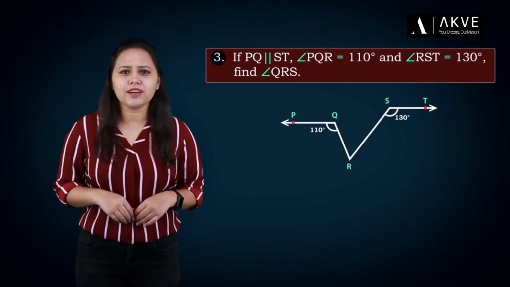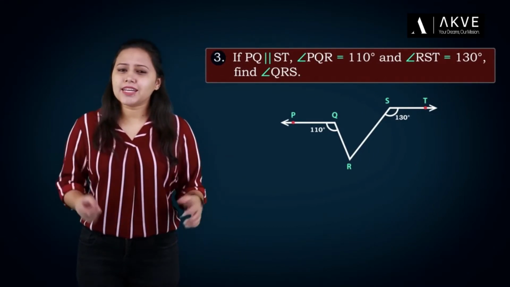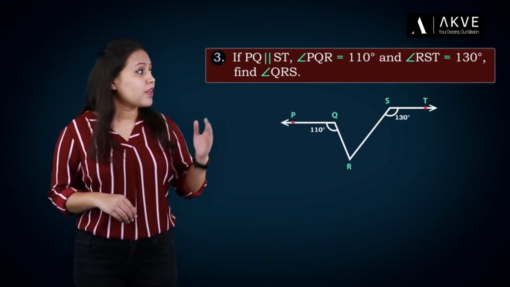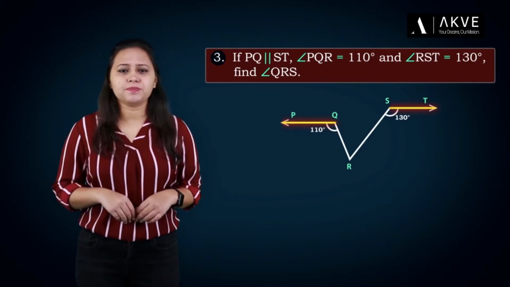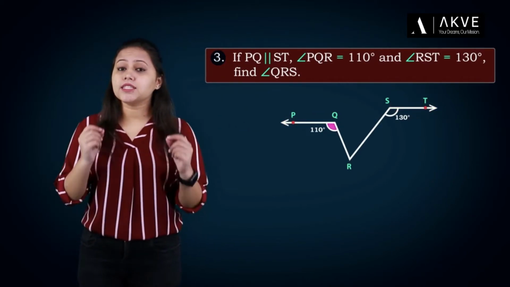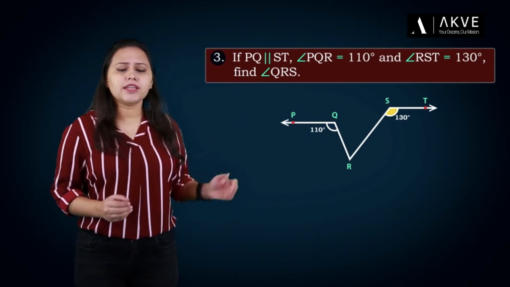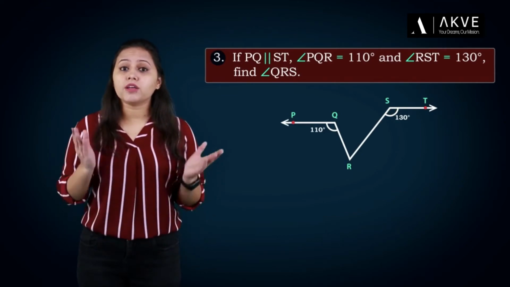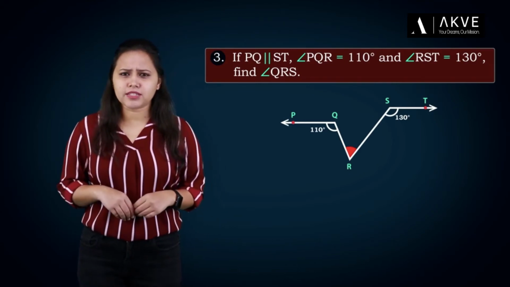Hey, are you done? Great. And even if you couldn't, I'm glad at least you tried. So let's solve it together. Here we are given that PQ is parallel to ST, angle PQR is equal to 110 degrees and angle RST is equal to 130 degrees. We have to find the value of angle QRS.